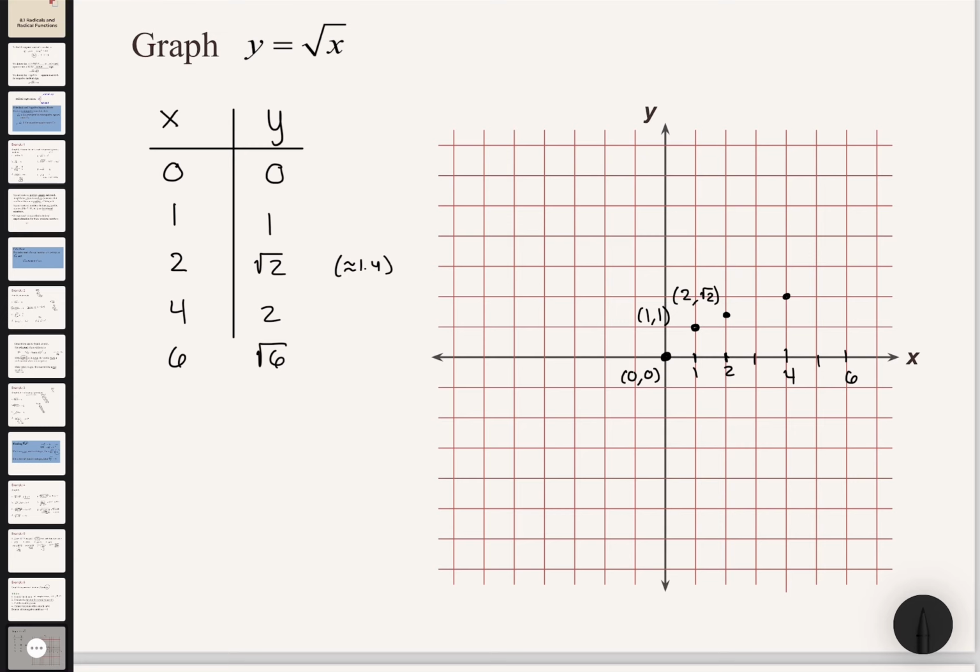So it's going to give you something around here. And then we can connect this up with a nice smooth curve. And that right there is your parent function of the square root function. All right, so you might see other functions that have a square root in them. They're all going to be related to this parent function in some way, but just maybe shifted, stretched, and so on.